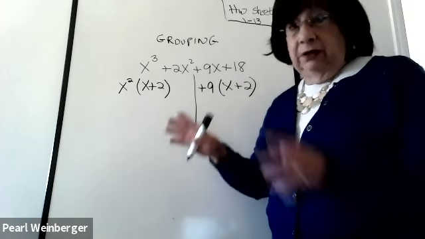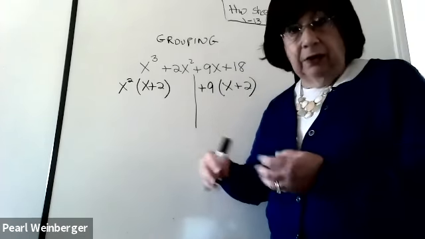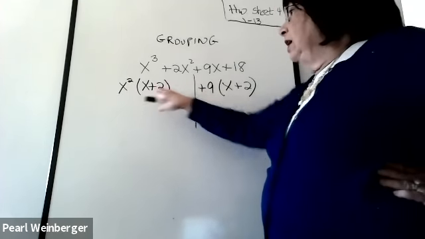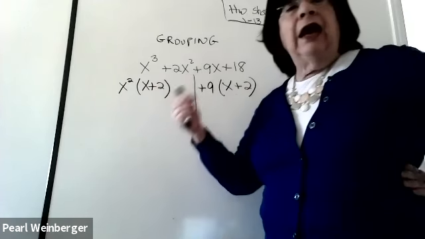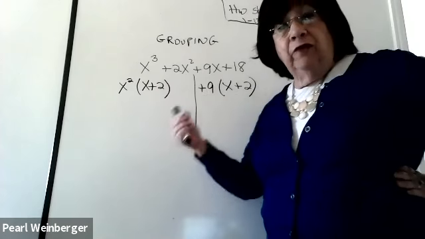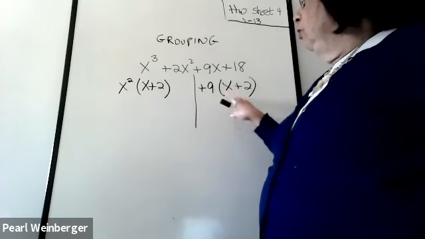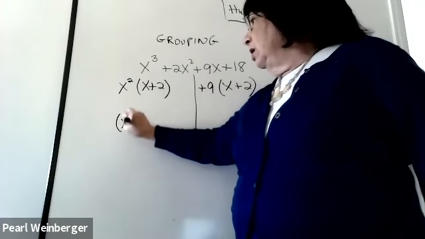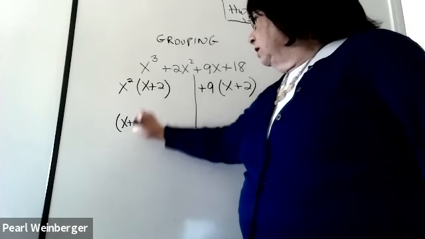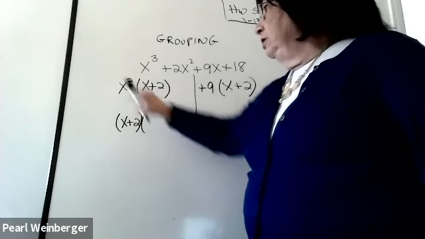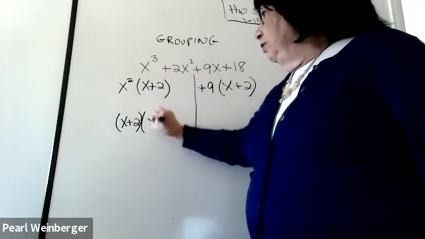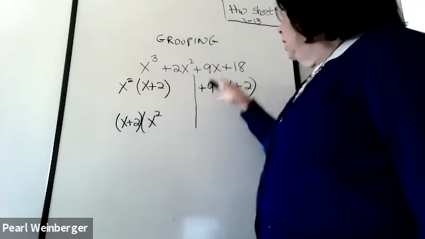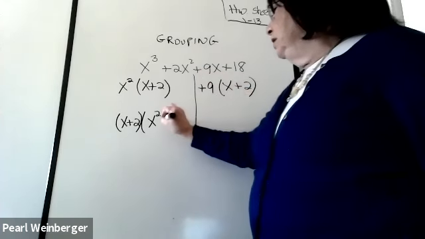And what's happened, and this doesn't always happen, but if it does happen, that's what grouping is about. The 2 binomials that you see here, the x plus 2 here and the x plus 2 here, are a common binomial factor. And just like we did before, we can factor out that common factor of x plus 2. And in the first group, I'm left with x squared. Remember, you just write what's on the outside, so it's really easier. And in the second group, what you're left with is plus 9.